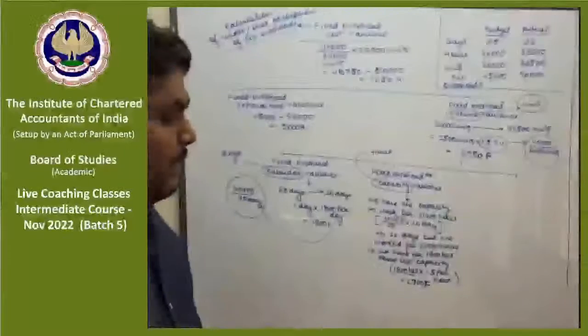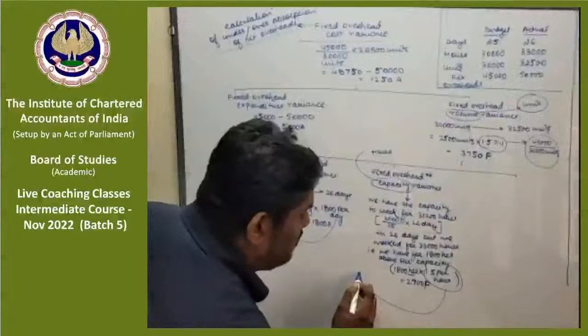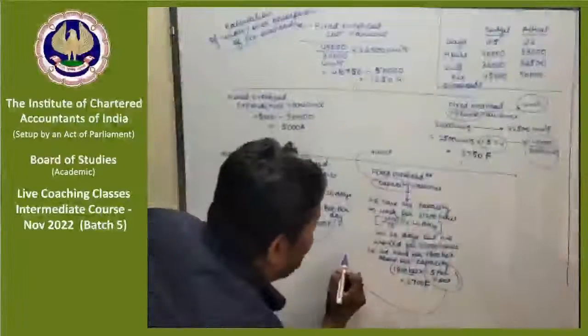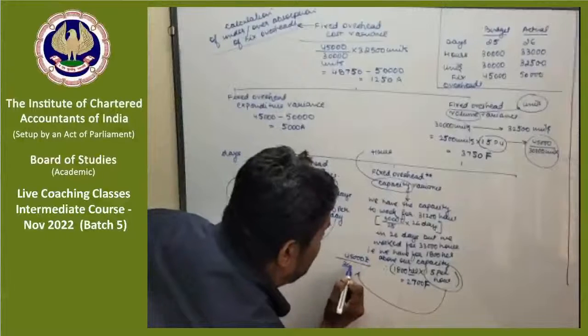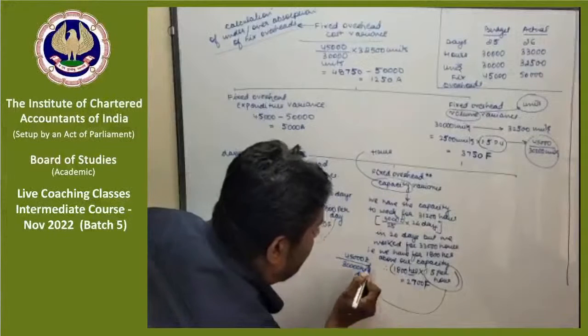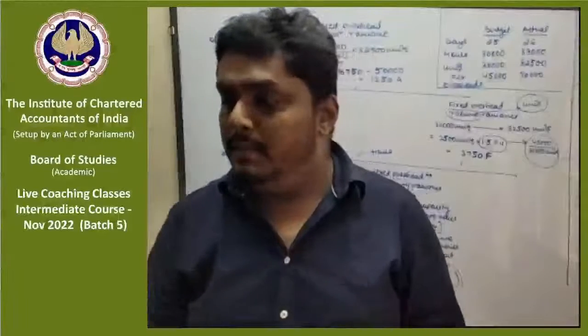Chetra Heber, sir, how come I got 1.5 per hour? Very simple, Chetra. Total 45,000 overheads divided by 30,000 hours. This is how I got 1.5 per hour.